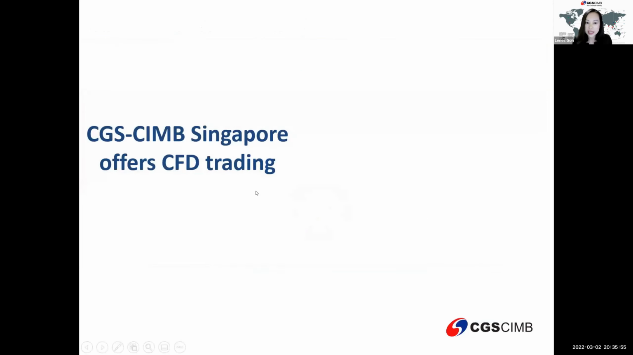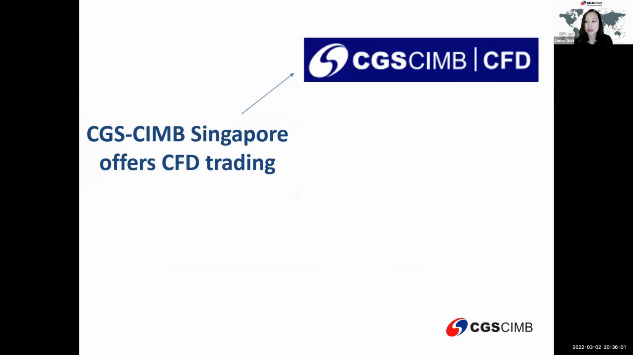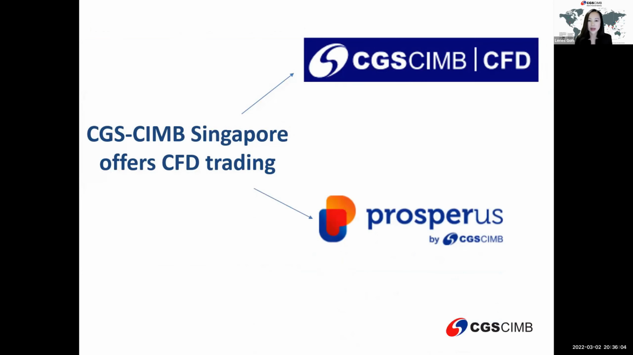And then for CGS-CIMB Singapore, we offer CFD trading, but we have 2 different platforms. Just to make it clear to everybody, we have ProsperUs. I'm sure many of you have seen this branding for a long time already. This platform was set up in 2020. It is a platform for millennials, designed and offered by millennials as well. It is quite a savvy and smart digital platform for trading.